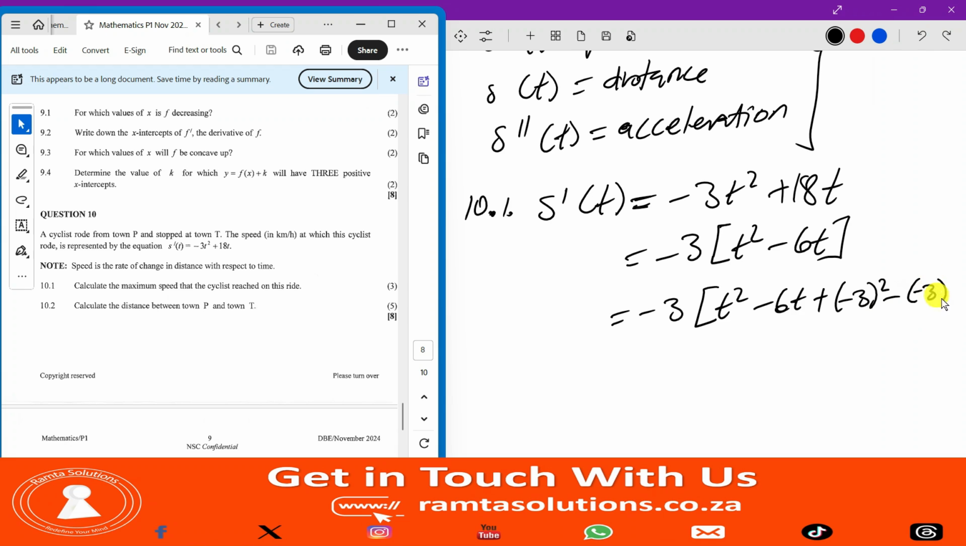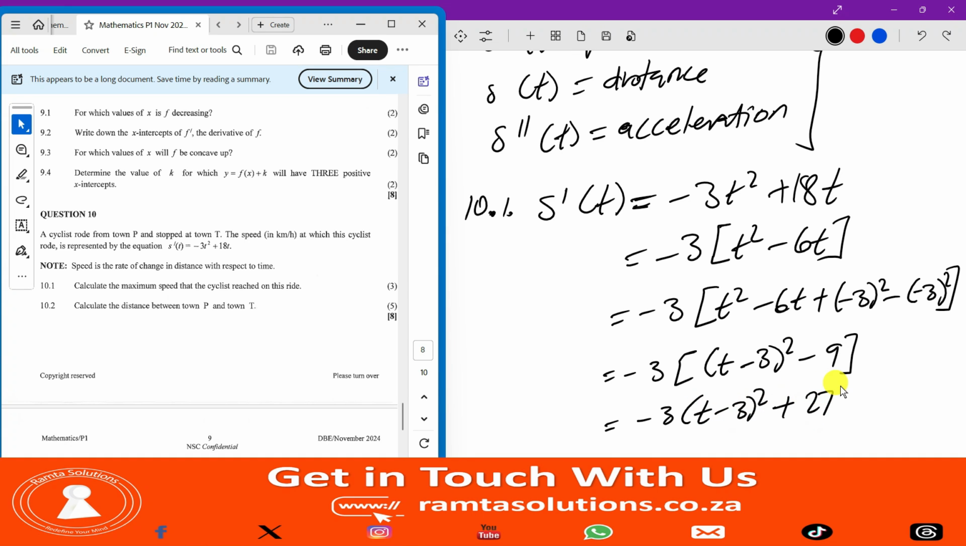All right. So what do we have? We have -3 times a perfect square trinomial. This is (t minus 3) squared minus 9. Now this is -3 open bracket (t minus 3) close squared plus 27.